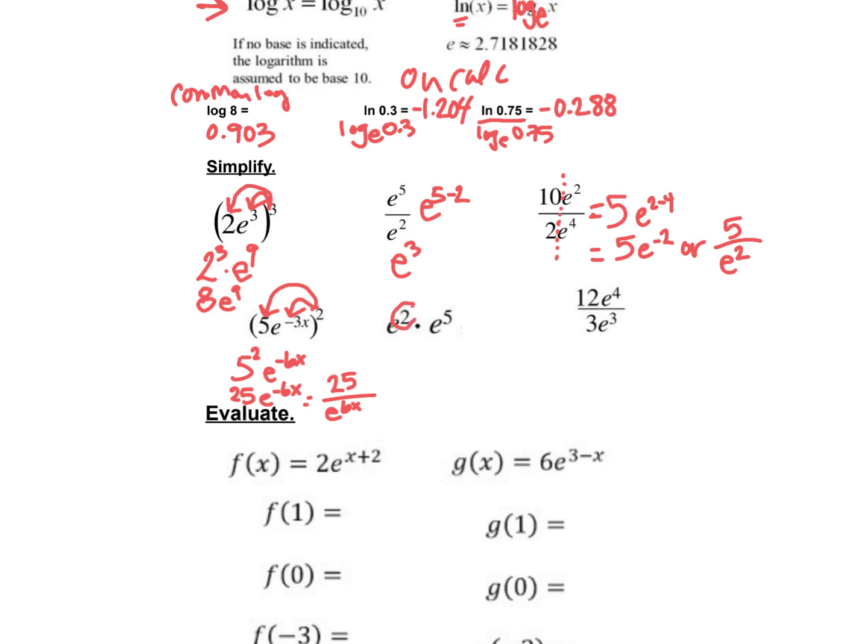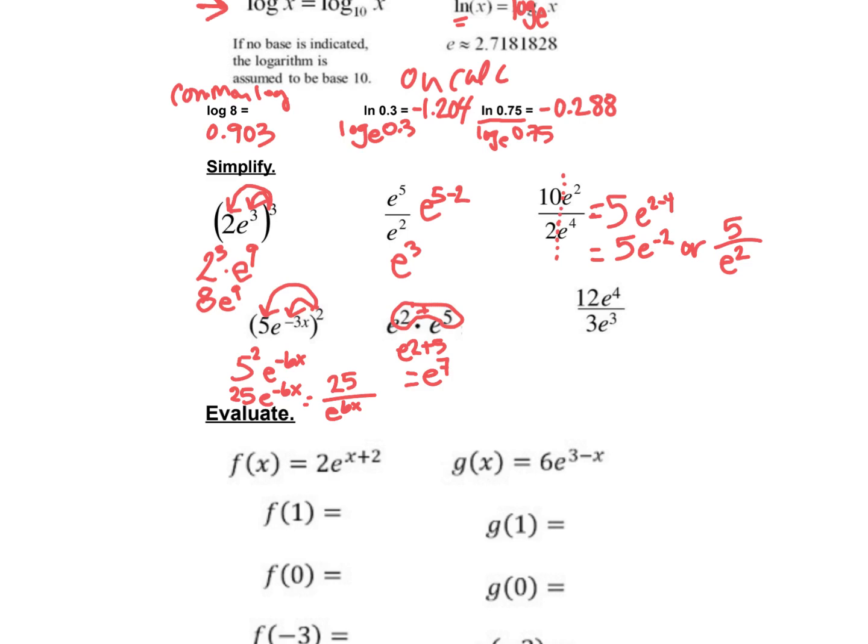Okay? e squared times e to the 5th. What do we do when we multiply two things with the same base? When we multiply, what do we do to the exponents? We add them. So this is going to be e to the 2 plus 5, which is e to the 7th power. Okay.